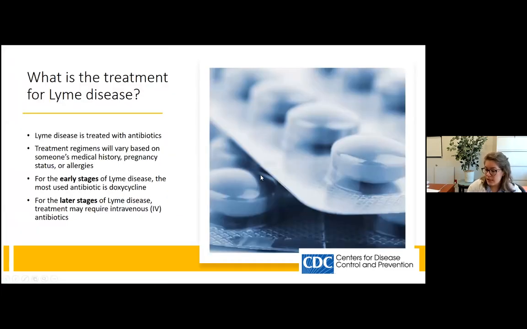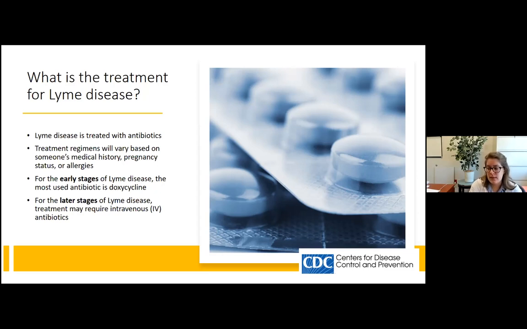Now, what is the treatment for Lyme disease? Lyme disease is treated with antibiotics, and the regimens tend to vary based on someone's personal medical history, pregnancy status, or allergies to antibiotics. The most classic antibiotic used to treat Lyme disease is doxycycline, but there are other alternative treatments, including amoxicillin, cefuroxime, azithromycin, or clarithromycin.